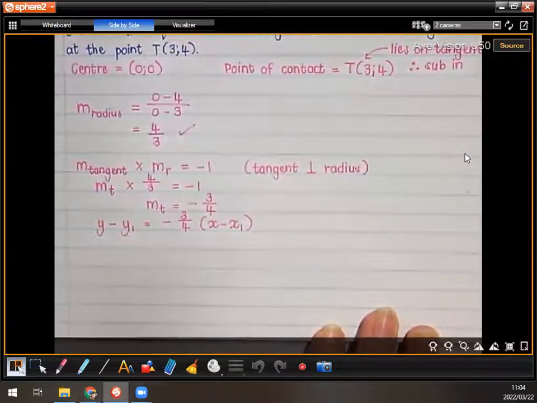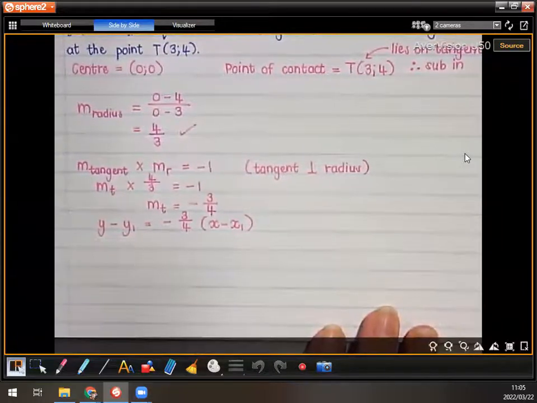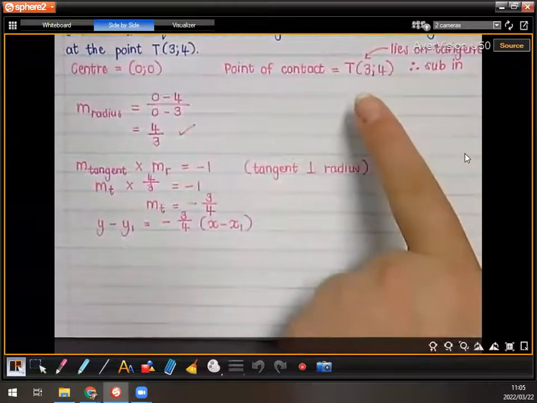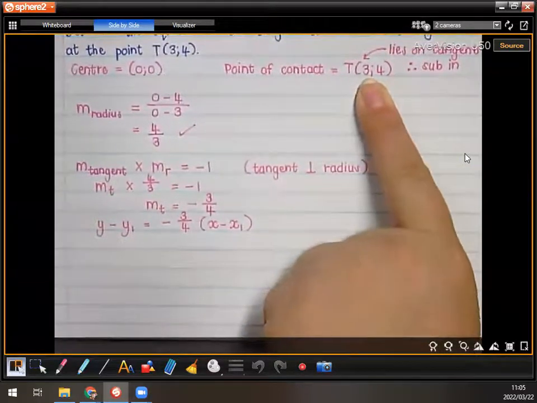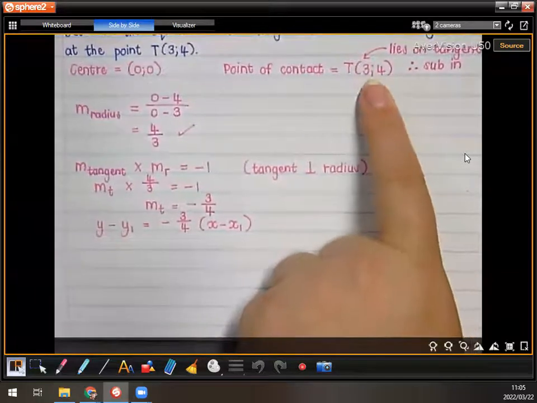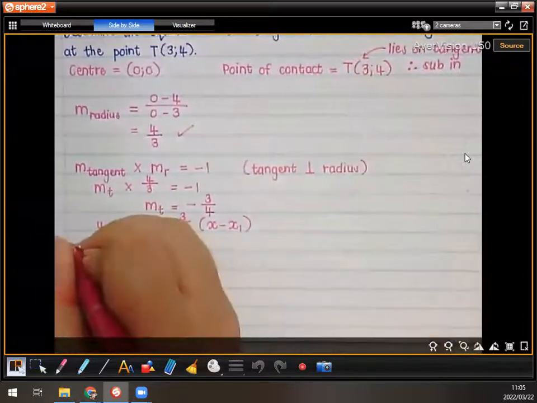Remember that's the formula that we use when we find the extension of a line. In order to use that formula, we now need to sub in a point on the line. And I've said it before, I'm going to say it again. The only point on this line is the point of contact. That's the only point we can sub in. 3, 4.